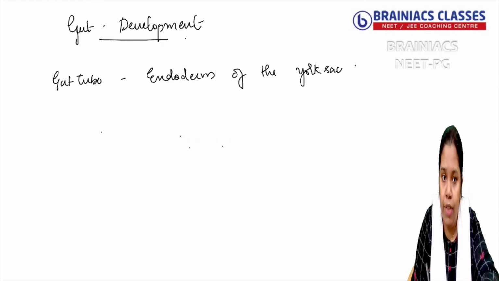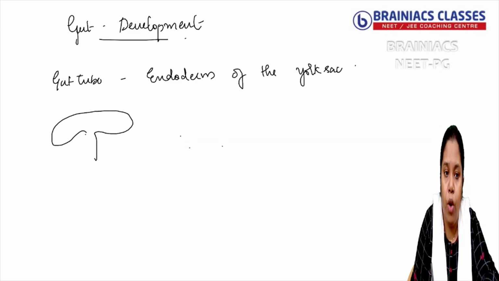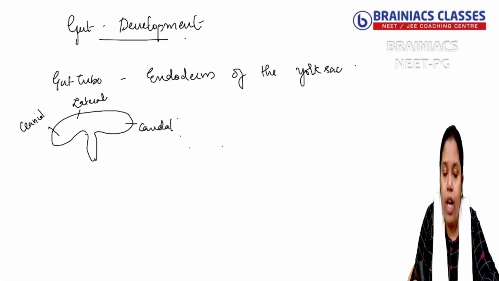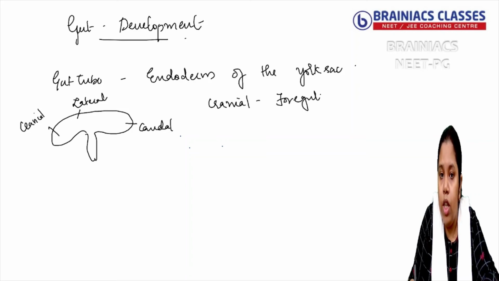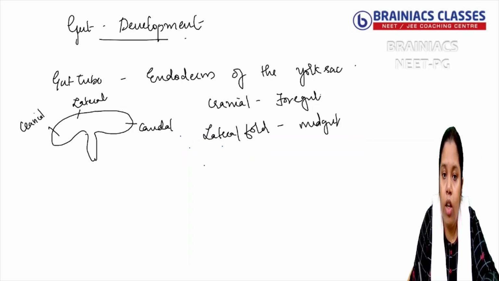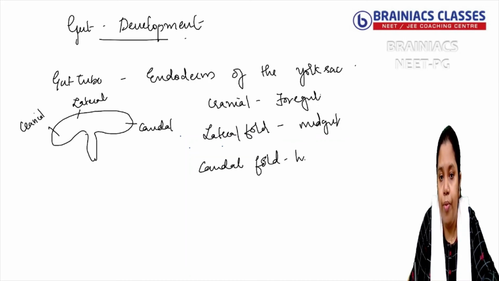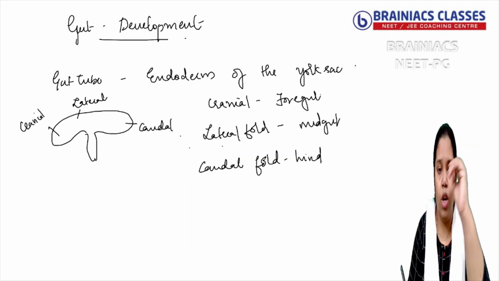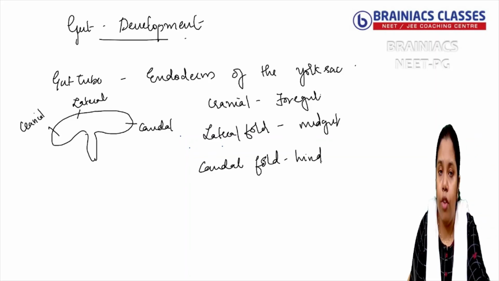In the third week there will be folding of the embryo, and this is the cranial fold, this is the lateral fold, and this is the caudal fold. The cranial fold forms the foregut, the lateral fold forms the midgut, and the caudal fold forms the hindgut. Understand?